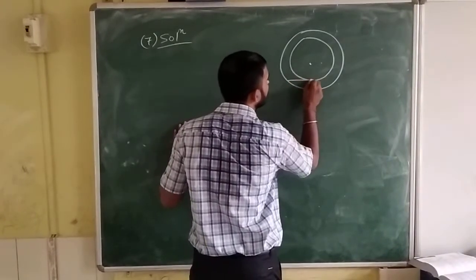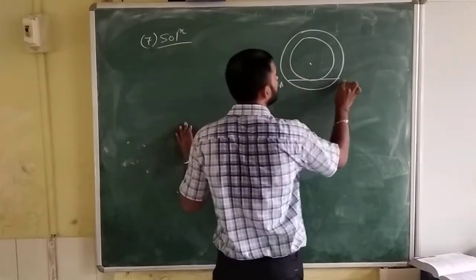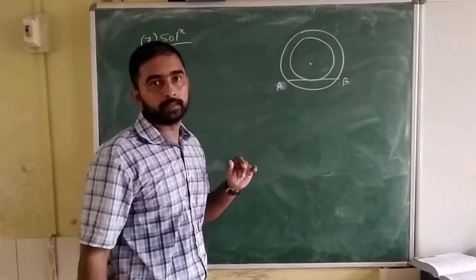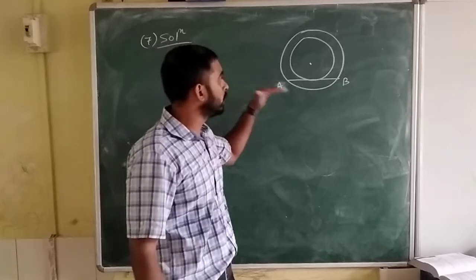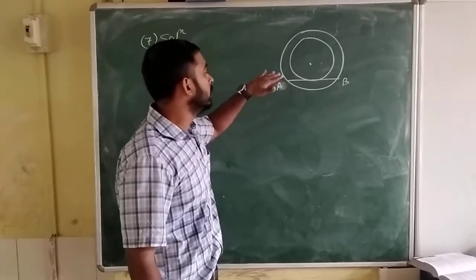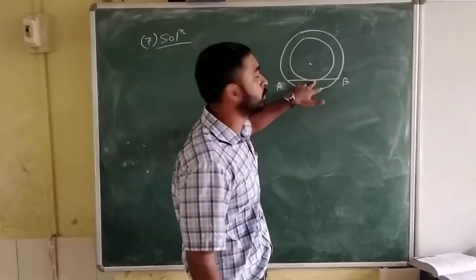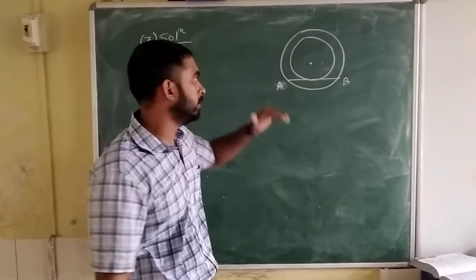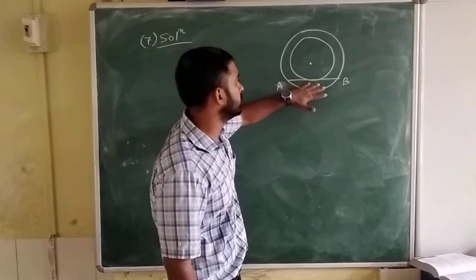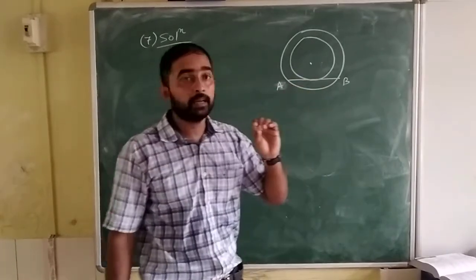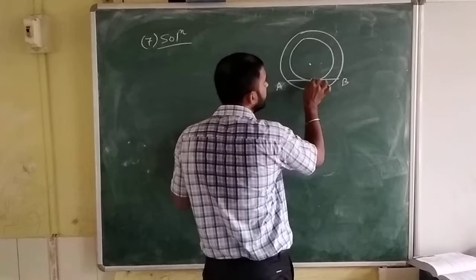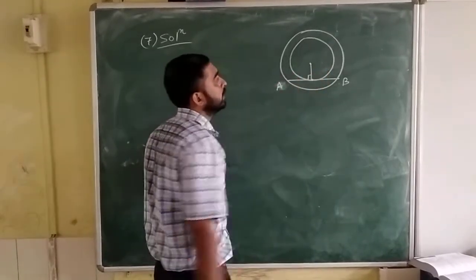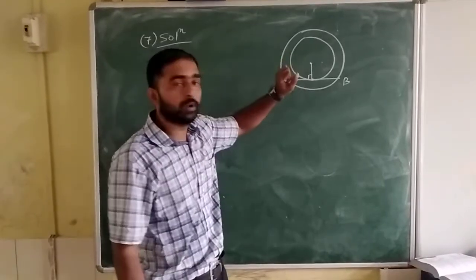Suppose this is the chord. AB is the chord of the larger circle, and it is the tangent to the smaller circle. The chord touches the smaller circle at only one point. If a line segment touches the circle at only one point, that is a tangent. So this is the point of contact. It means this angle is how much? 90 degrees, and this is the radius of the smaller circle.